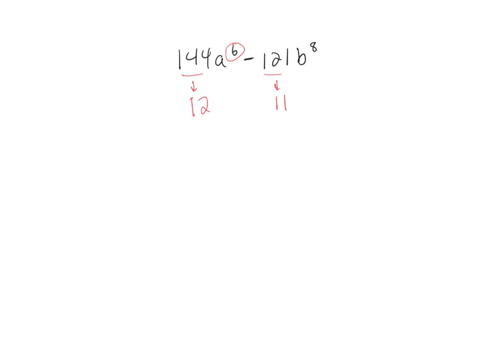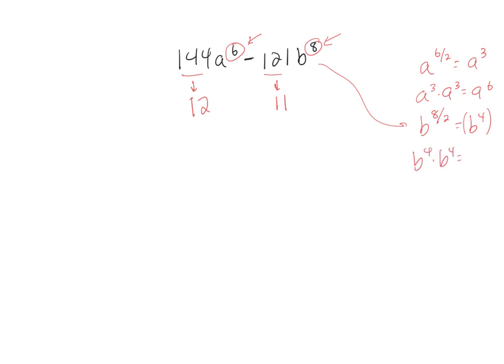But what about these even powers? Well, if they're even powers, the 6th and the 8th, they are a term squared. If the powers are even, it was a term squared. So in that case, it's a to the 6th divided by 2. That's what was squared. That's a to the 3rd. In other words, a to the 3rd times a to the 3rd is a to the 6th. And that b to the 8th was a term squared if we divide it by 2. That was b to the 4th. That was squared. Okay? So b to the 4th times b to the 4th is equal to b to the 8th.